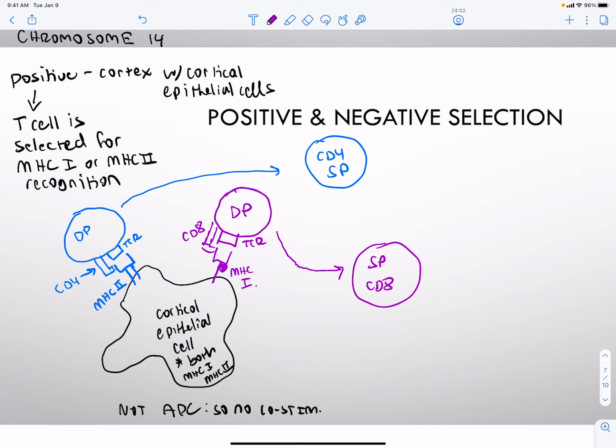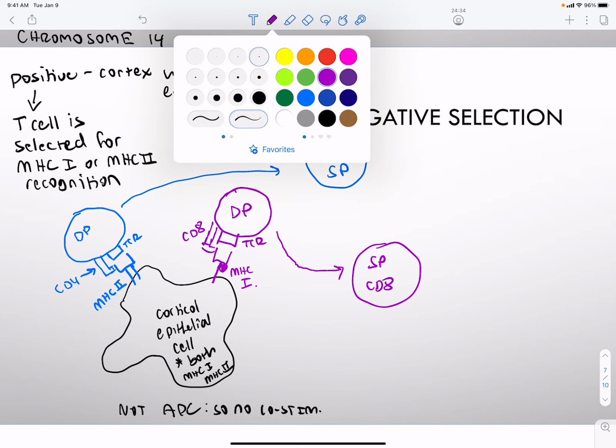So you have a double positive CD4, CD8, and that will interact with either a MHC class 1 or MHC class 2 on the surface of this cortical epithelial cell. Whichever molecule this double positive sees first, it's going to become a single positive. Now, the cortical epithelial cell, again, is not a traditional antigen-presenting cell, so it's not activating them. All it's saying is, can you recognize self-MHC?